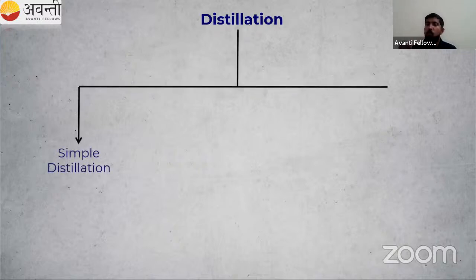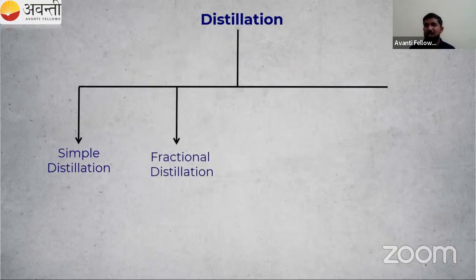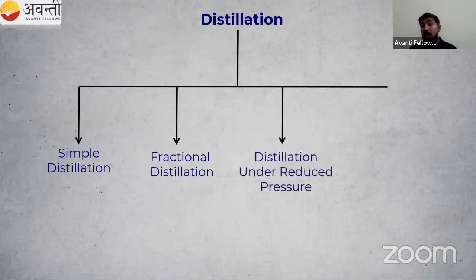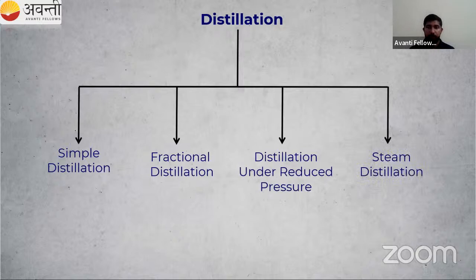So distillation. One is simple distillation, which is very simple. The second one is somewhat complex, fractional distillation; a fractionating column is used. What is the third one? Distillation under reduced pressure. One previous year question was asked from distillation under reduced pressure. The last one is steam distillation.